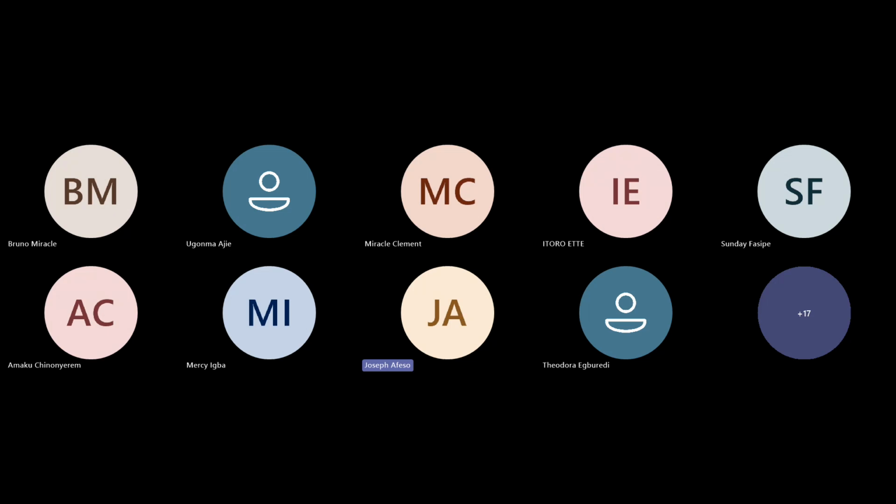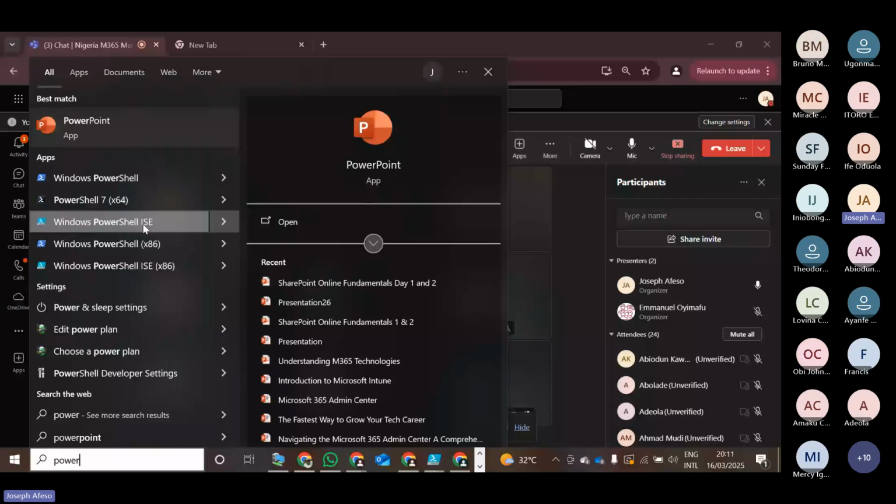So if I go to search for PowerShell, you will see that I have 3 or 4 as the case may be. This is PowerShell 7, and then this is Windows PowerShell. This is PowerShell 7, and then this is Windows PowerShell ISE. ISE means integrated scripting environment. And this is PowerShell x86, and then we have PowerShell ISE x86.